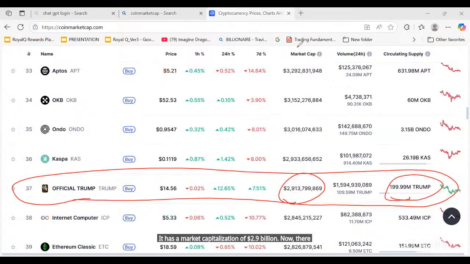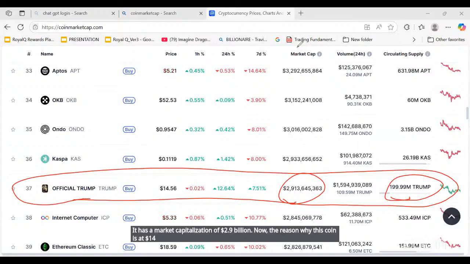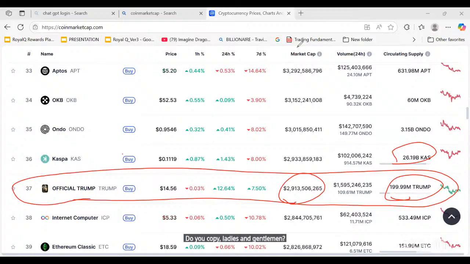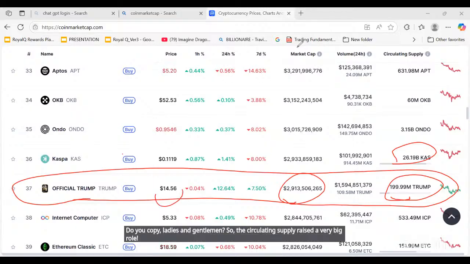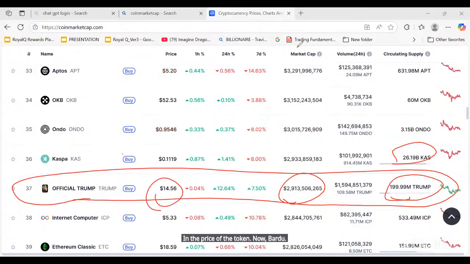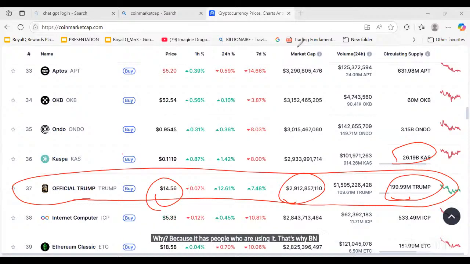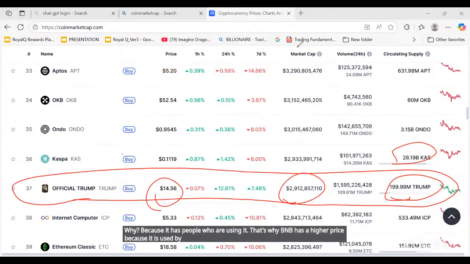Now, the reason why this coin is at $14, while Casper is at 0.1, is that Casper has a circulating supply of 24.9 billion, yet this one has a circulating supply of 19.99 million tokens. Do you copy, ladies and gentlemen? So the circulating supply plays a very big role in the price of the token. Number two, the use case of this token. If it is a utility token that is used by people, there are higher chances that this token will be able to rise. Why? Because it has people who are using it. That's why BNB has a higher price, because it is used by people on a daily basis.